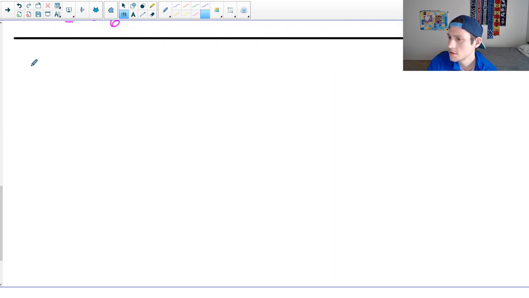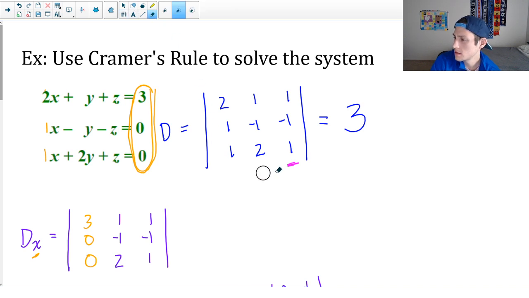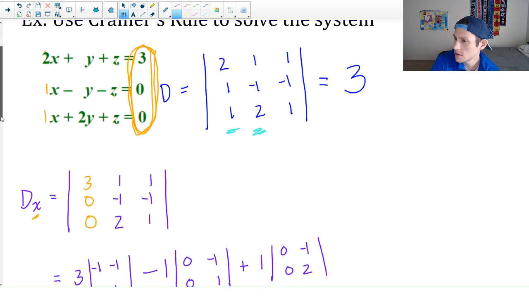Okay, last one. Let's just do z. dz. So now since this is z, we're going to replace the z column with the answer values. The x column will stay how it should. The y column will stay how it should. But now the z column gets replaced with these values, 3, 0, 0.